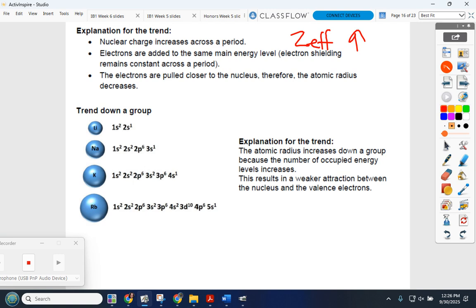Okay, so radius decreases as we go across because our effective nuclear charge is going up. Shielding stays constant, number of protons goes up. Down a group, we are increasing the number of protons, but we are also increasing the amount of shielding. Number of occupied energy levels increases, so shielding increases, which means that our effective nuclear charge is going to be lower as we go down the group.